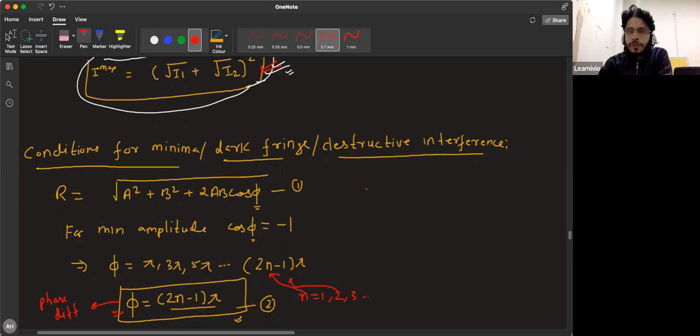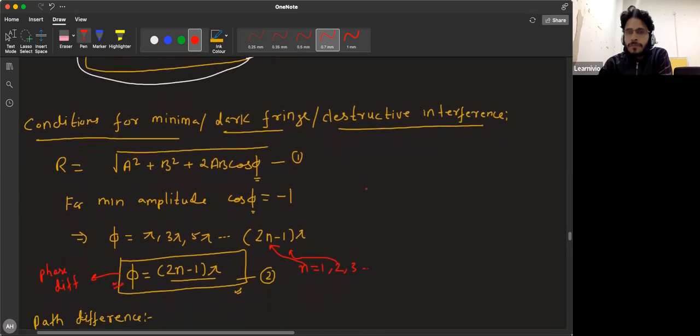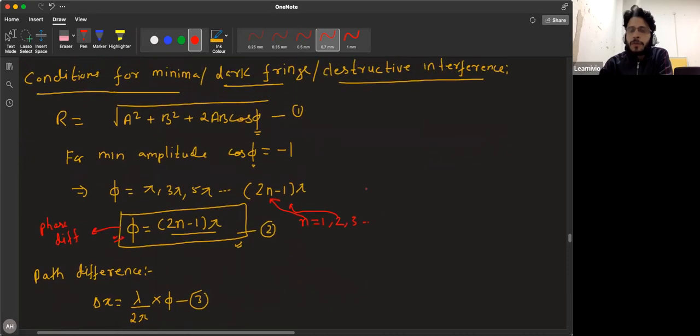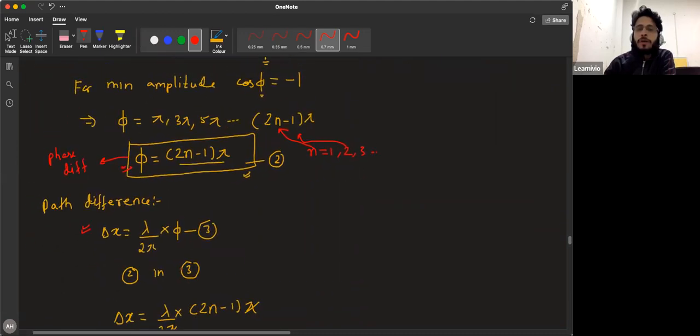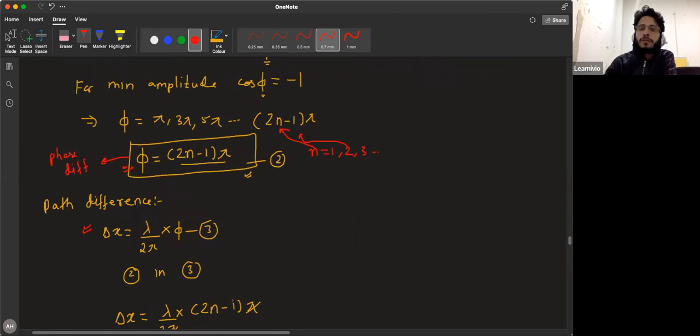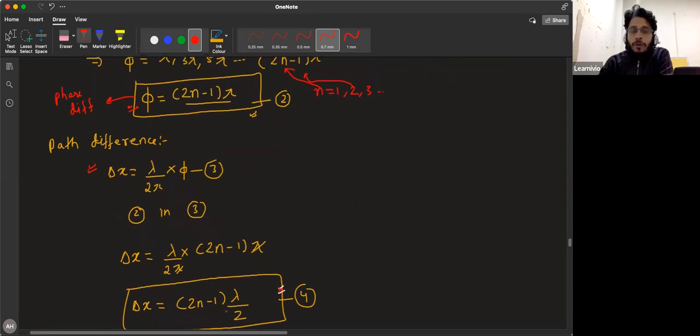Relation between phase difference and path difference. Path difference is lambda by 2 pi into phase difference. If you put the value of phi, which is (2n-1) pi, then it's lambda by 2 pi into (2n-1) pi. Pi and pi will cancel out each other. It's (2n-1) lambda by 2. This is the path difference for destructive interference: (2n-1) into lambda by 2.